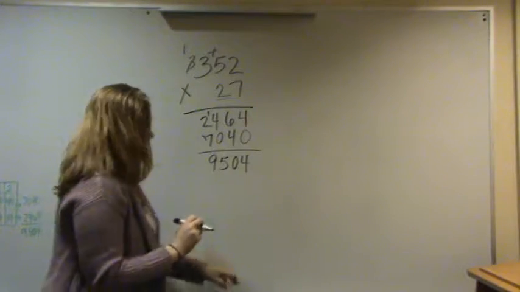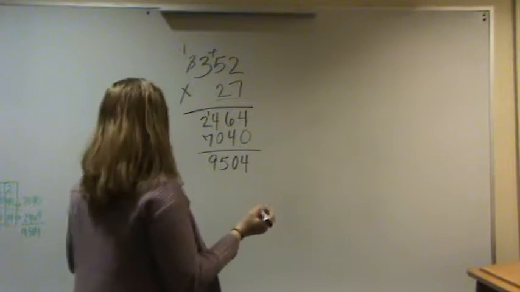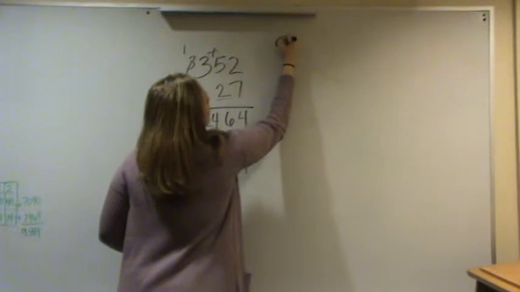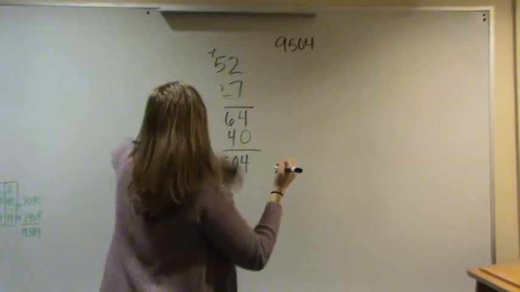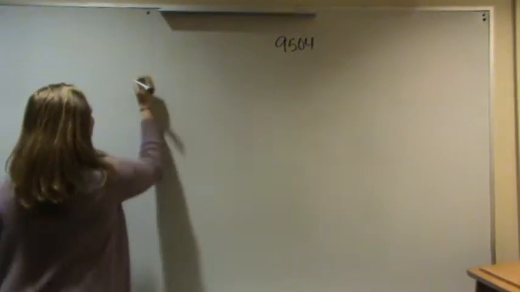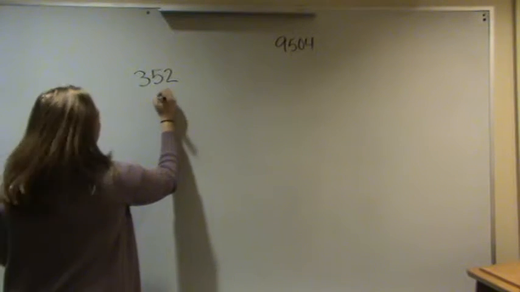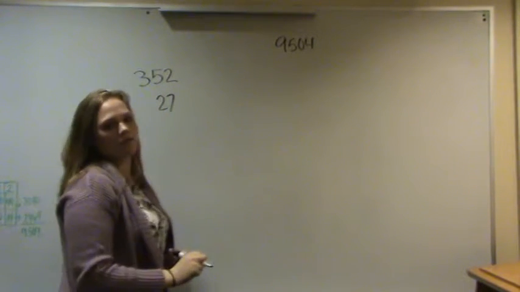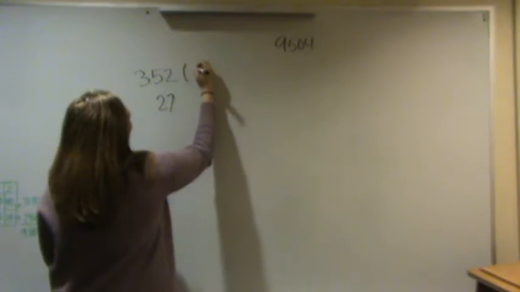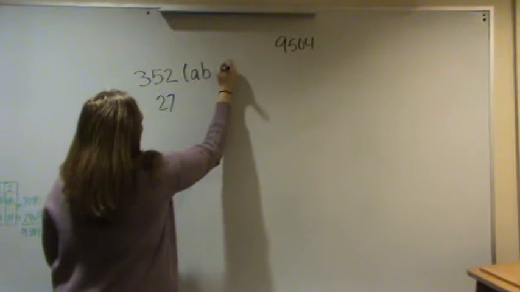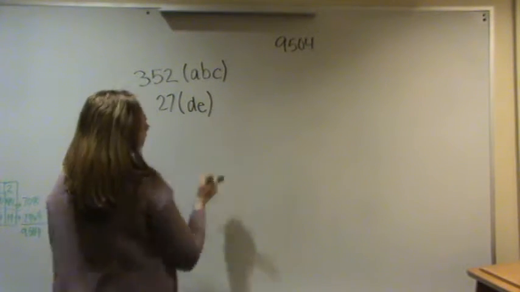Now my Punnett square is going to turn into a rectangle, and I'm going to erase this so that I have a little bit more room, but I'm going to put my answer right up at the top. So we have 352 and 27. Now if you're kind of wondering, we're going to have to change our variables up a little bit. I'm going to make this A, B, and C. And I'm going to make this one D and E.